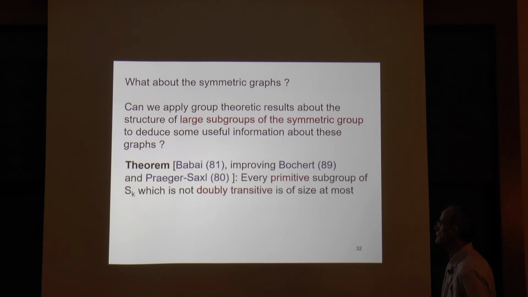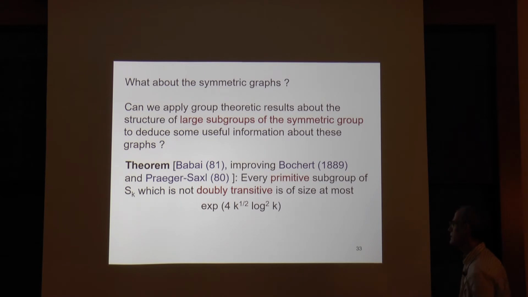So here is something simple that can be used. This is a result of Babai, and it improves earlier results by Bochert and by Prager and Sackel. Here you have to check that you are really reading: how did he manage in 1981 to improve something proved in 1889? This is a classical result, proved in 1889, and it is really used as a check that people are still reading the slides.